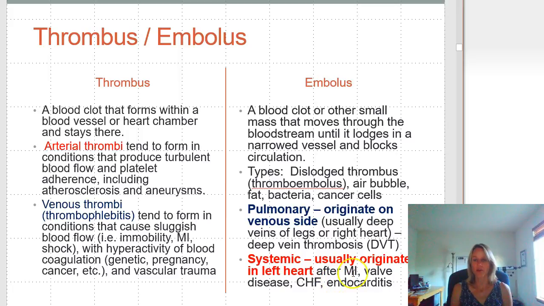For instance, after a myocardial infarction, the heart's not pumping very efficiently, so blood kind of pools a little bit, like with atrial fibrillation, congestive heart failure, and endocarditis.